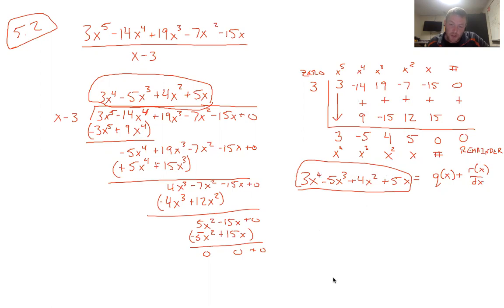All right, so I'm going to do the rest using synthetic. I'm not going to work it all the way out. Okay, so the next one is 2x to the 5th plus 12x to the 4th plus 8x cubed minus 10x squared plus 6, and I'm going to divide by x plus 5.